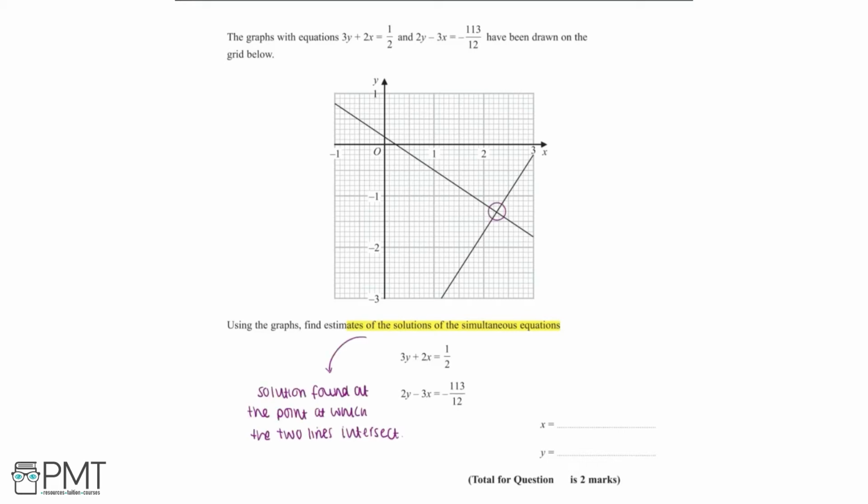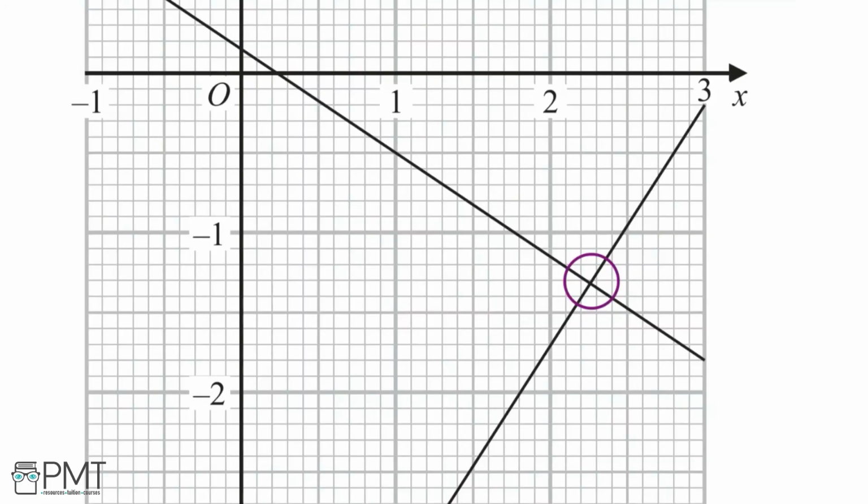And so to find the estimates of the solutions of the simultaneous equations, we need to find the coordinates of this point of intersection. Well, now that we've zoomed into our graph, we can find the coordinates of this point of intersection. Let's start with the x-coordinate by drawing a line from the point until the x-axis. Now looking at our blue line, the point at which this meets the x-axis is at roughly x is equal to 2.25.